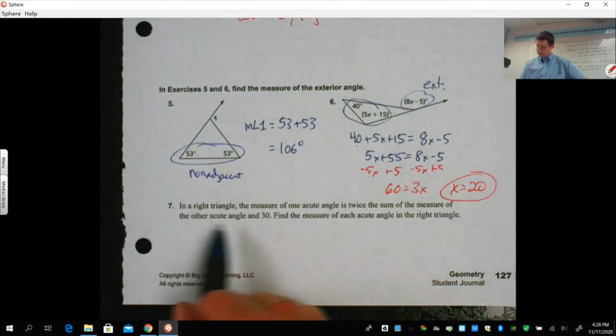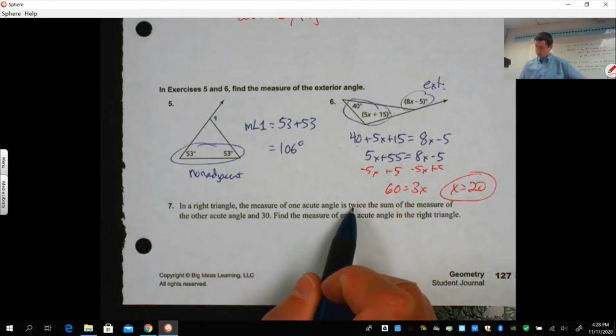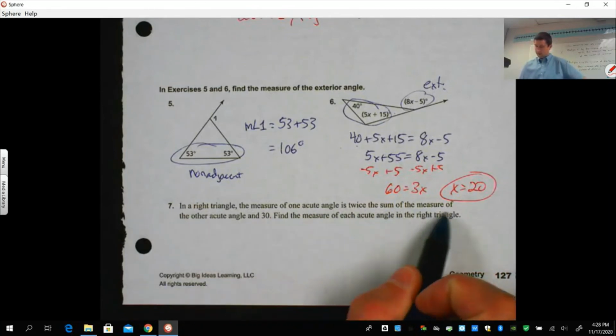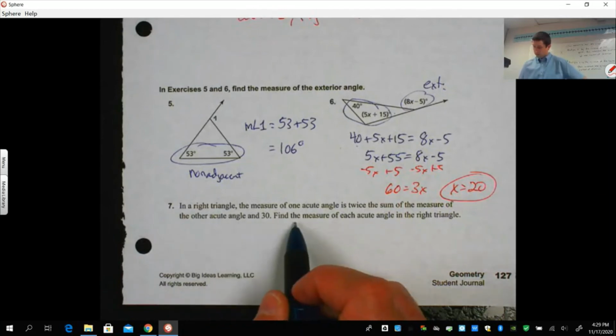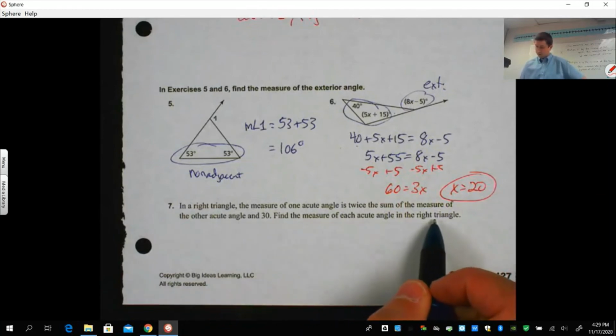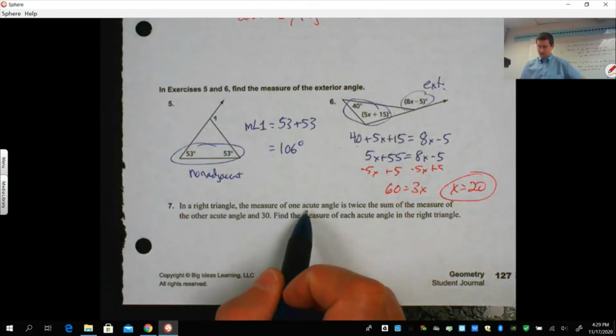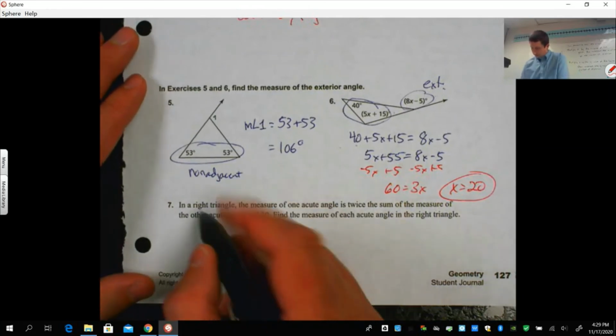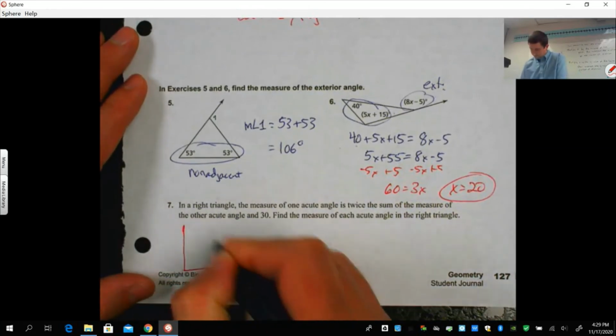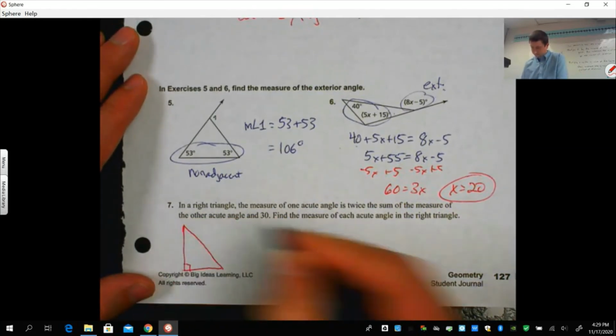Question 7. In a right triangle, the measure of one acute angle is twice the sum of the measure of the other acute angle and 30. Find the measure of each acute angle in the right triangle. So when I hear these acute angles, I'm thinking we're dealing with complementary angles. So in a right triangle, I'm going to draw a picture. Doesn't have to be perfect.